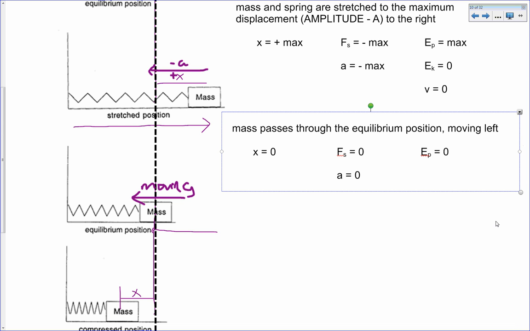But now, when it's passing through the equilibrium position, kinetic energy is at a maximum. Kinetic energy is as high as it can be, which means velocity is at a maximum. The direction of velocity doesn't matter. It is at a maximum, and it's going to be to the left.